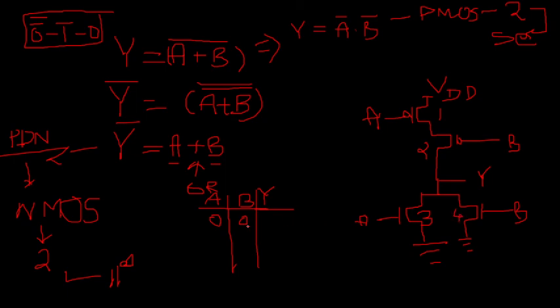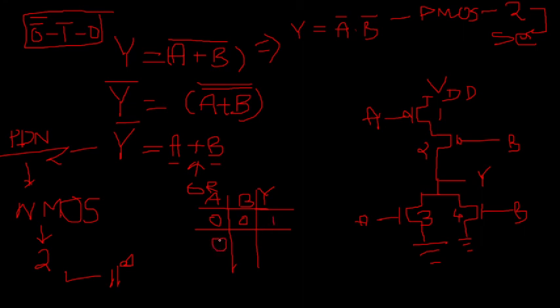So when inputs A and B are 0, 0, you know that at input 0 which transistor turns on? PMOS. And here A and B both are 0. That means both transistor 1 and 2 will be on. So when both the transistors are on in series, then your output will be connected to VDD. So output will be 1.